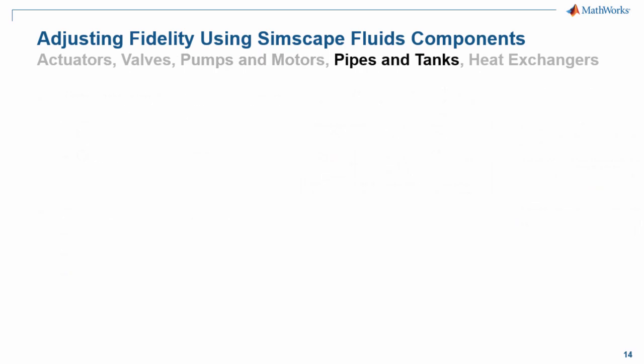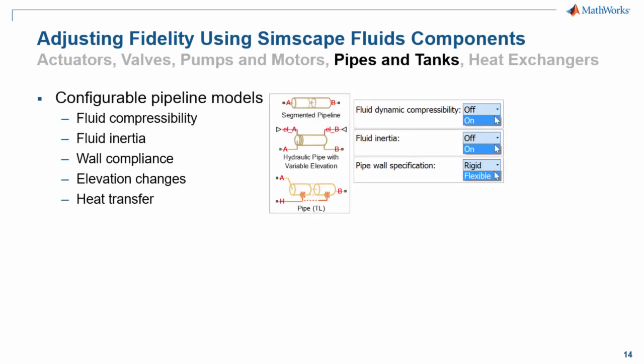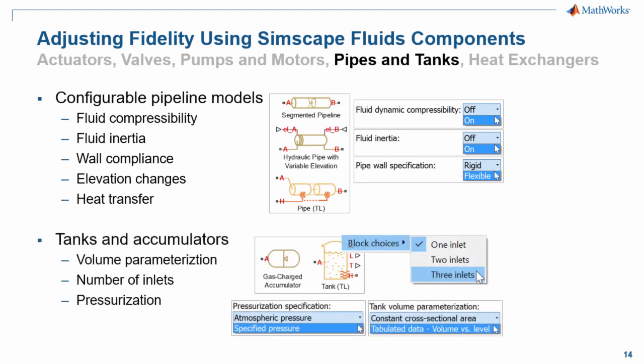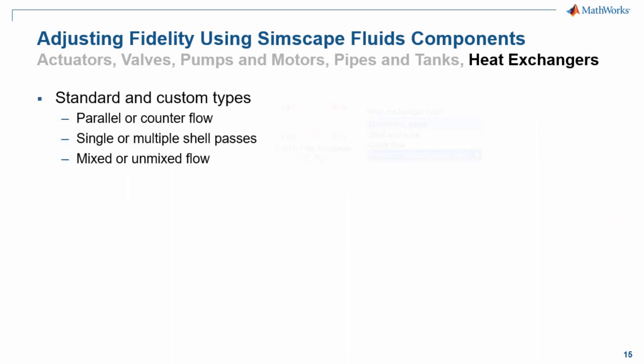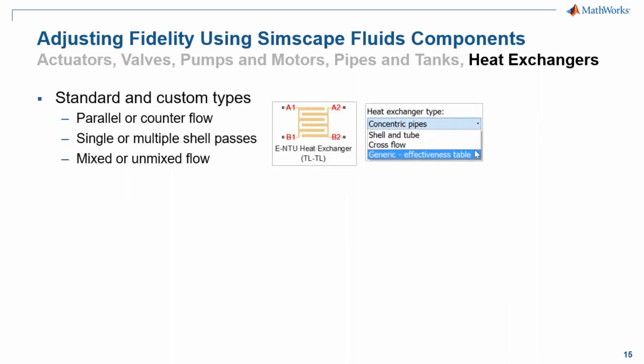Looking at the pipes and tanks libraries, you will find that the pipeline models are highly configurable. You can add or neglect fluid compressibility, fluid inertia, and wall compliance. You can also incorporate effects such as elevation changes and heat transfer into your pipeline models. The tanks and accumulators allow you to adjust the method in which you parameterize the volume, the number of inlets, and the pressurization.